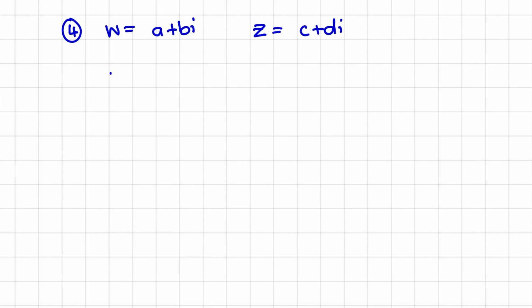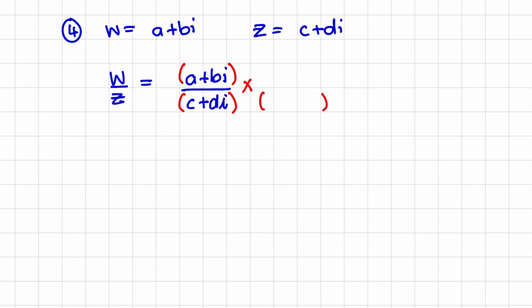In this example, we'll divide W with Z. So that will be a plus bi divided by c plus di. Now, it might look a little bit complicated, but actually what you need to do in order to simplify this fraction is to multiply the numerator and the denominator by the conjugate of the denominator.